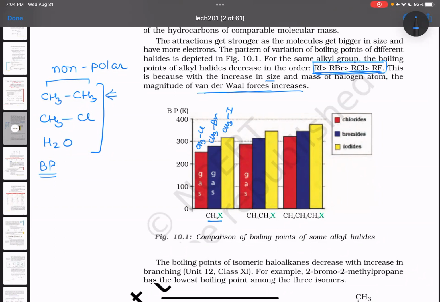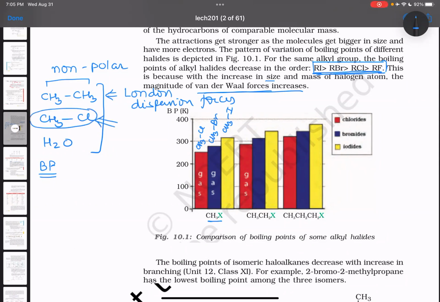Between two non-polar molecules, what kind of forces are they having? A temporary dipole. They do not have a permanent dipole. Temporary dipole, instantaneous dipole, or dispersion forces. They are very weak, the temporary dipole. They are not permanent. And what about this one?